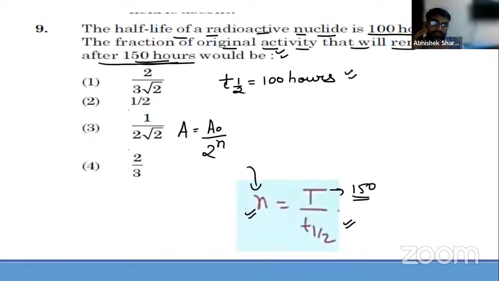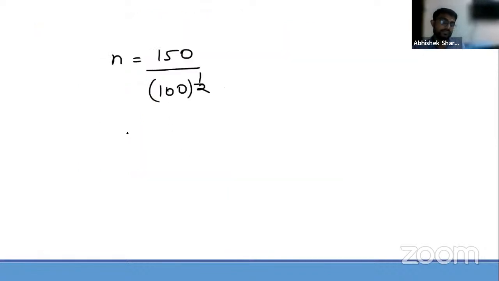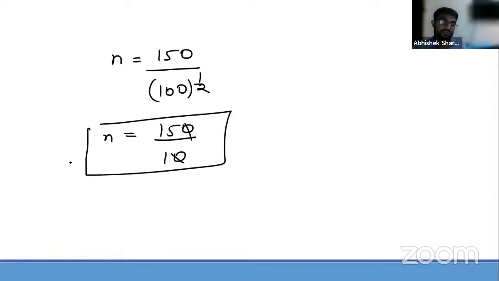If you solve this, students, what will you get? Any one of you? How much answer will you get? Okay, so solve. This will give you 100's root, how much is it? Square root of 100 is what? 10 into 10 is 100, so the root is 10. So this will give you n as 1.5, in front of you. So just put this n as 1.5 in this. Final activity remaining: original activity upon 2 to the power n, which is 1.5. Okay, I think there is some mistake here.